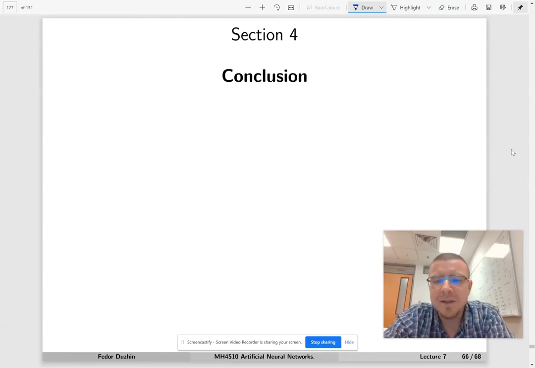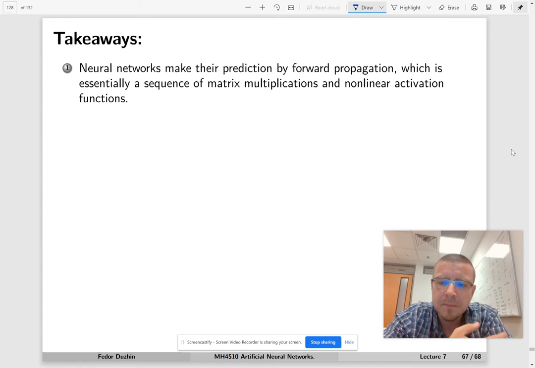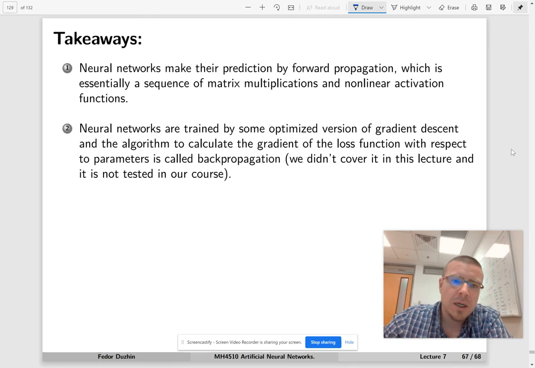All right, and finally, the conclusion of this lecture. And so we have seen these neural networks, and neural networks are a type of parametric machine learning model. So they make their prediction by forward propagation, which is essentially a stream of matrix multiplications and nonlinear activation functions. Then these neural networks, again, are parametric models.